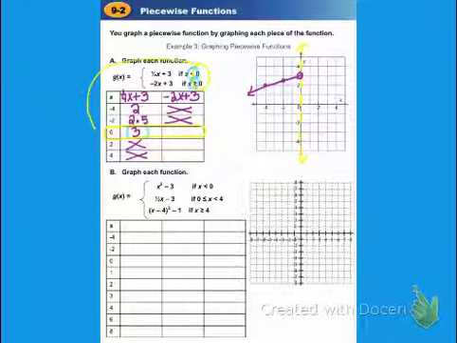So now I'm going to plug 0 in, but this time I'm going to plug it into the other function. So -2 times 0 is 0 plus 3 is 3. So that means I'm actually going to have a solid dot right over where that other one was an open dot. Then I plug 2 in. -2 times 2 is -4 plus 3 is -1. And then I plug 4 in. 4 times -2 is -8 plus 3 is -5.